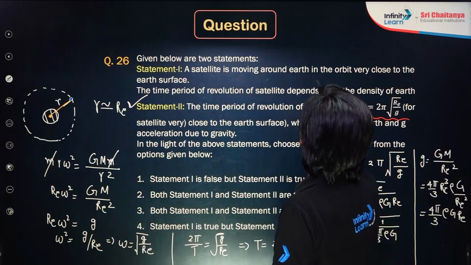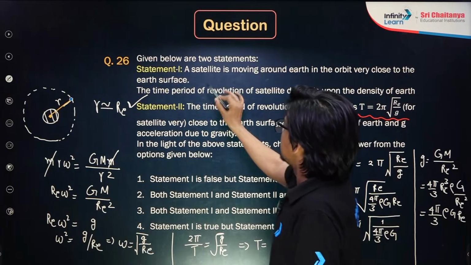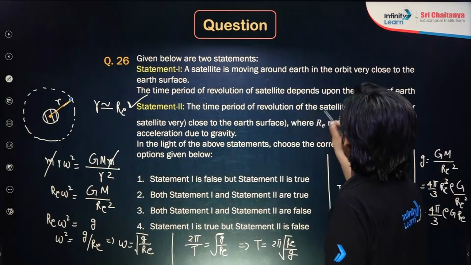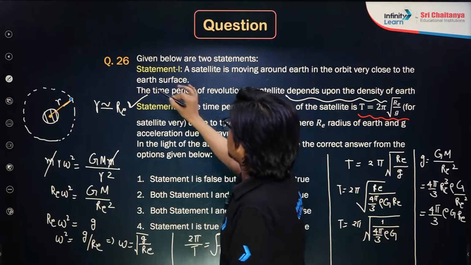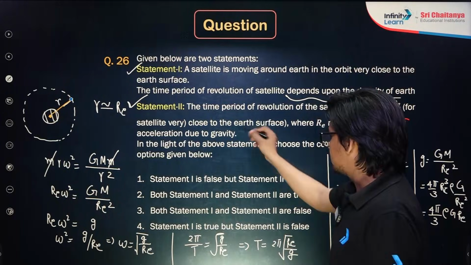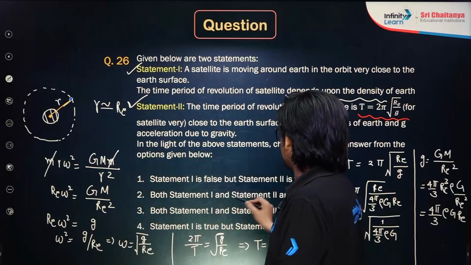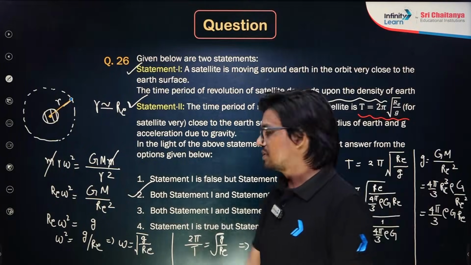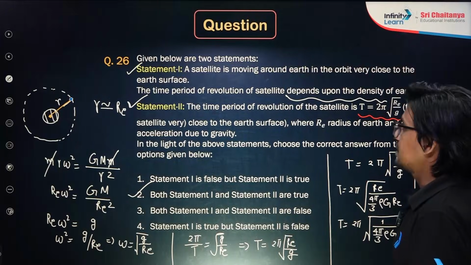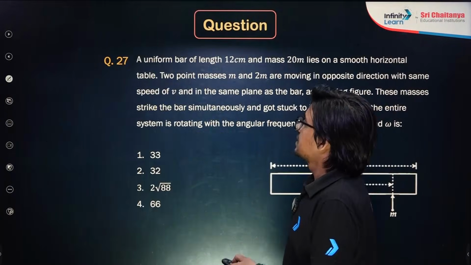So a satellite is moving around Earth in the orbit very close to the Earth's surface. The time period of revolution of satellite depends upon the density of Earth. This is actually a correct statement. So both the statements are correct. Both statement 1 and statement 2 are true. This is the correct option for this question given. Okay, so correct answer is 2. Let's move to the next one.